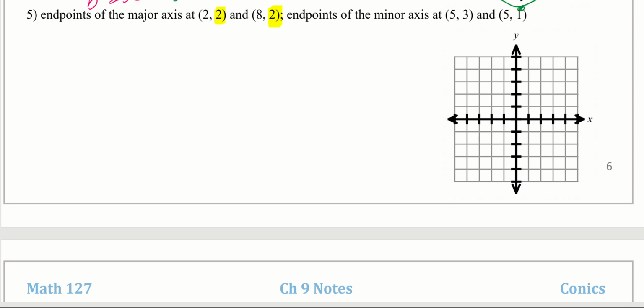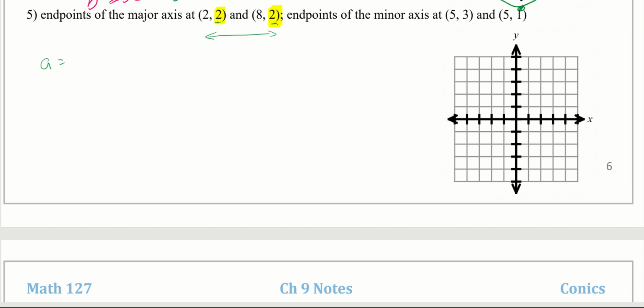So if you look here, the y stays consistent. So that means that I'm in a horizontal direction, right? So the y stays consistent, so the x is my major axis. Cool. So if I do that, my a value in this case, it tells me the whole thing, okay?